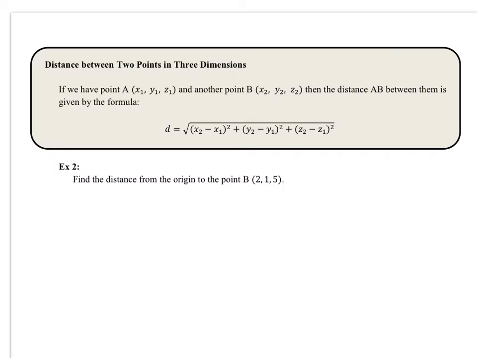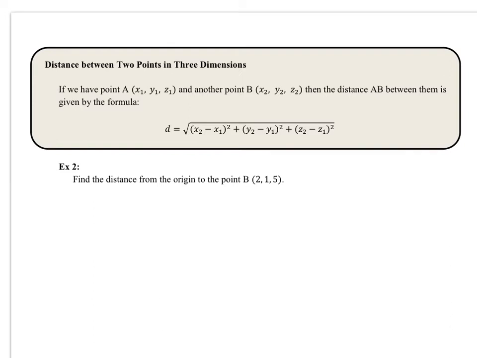Welcome to part 2 of our 1.3 extension notes over the three-dimensional coordinate system. Now, in the first portion we learned how to understand the three-dimensional coordinate system graphically. Now we're going to work more specifically on the distance between 2 points in 3 dimensions.